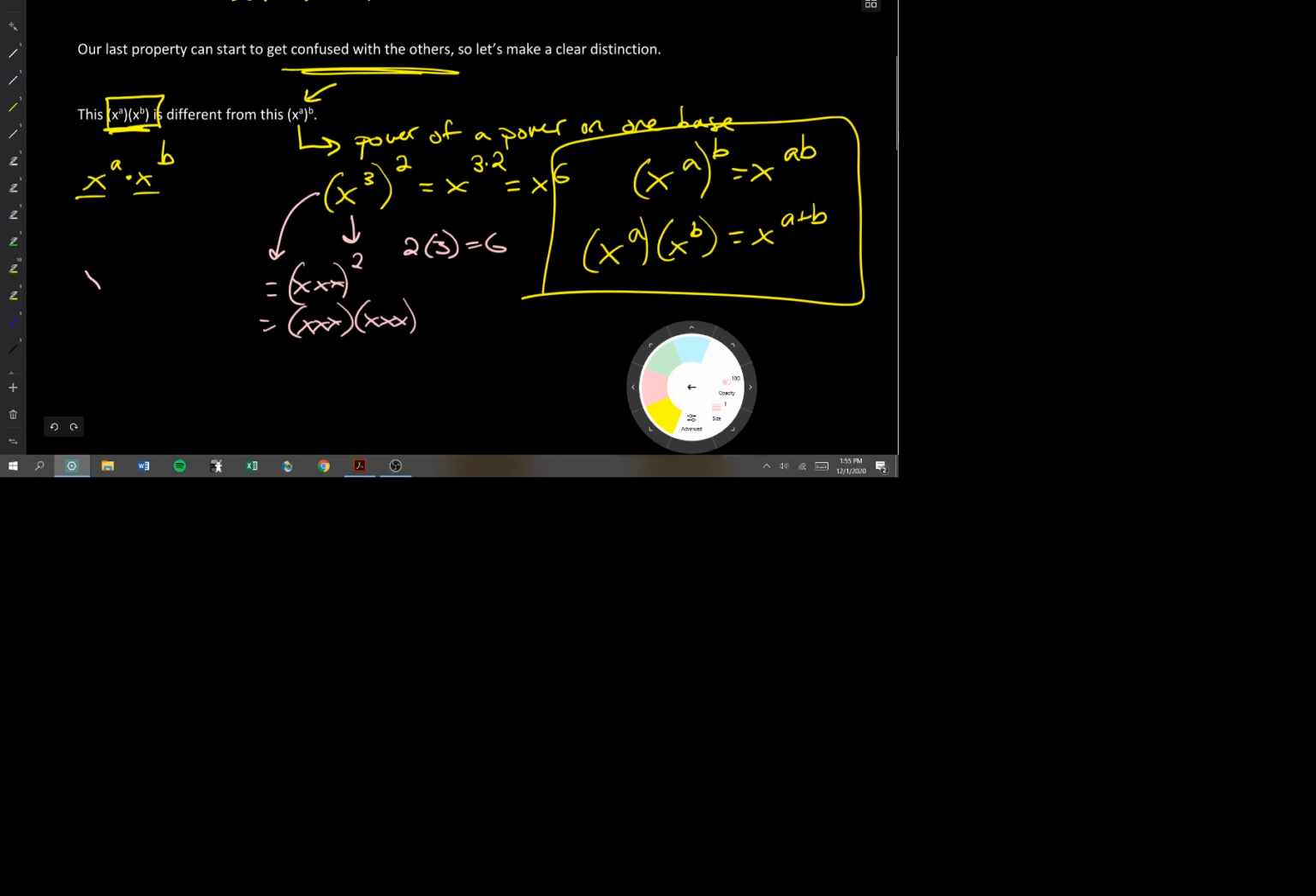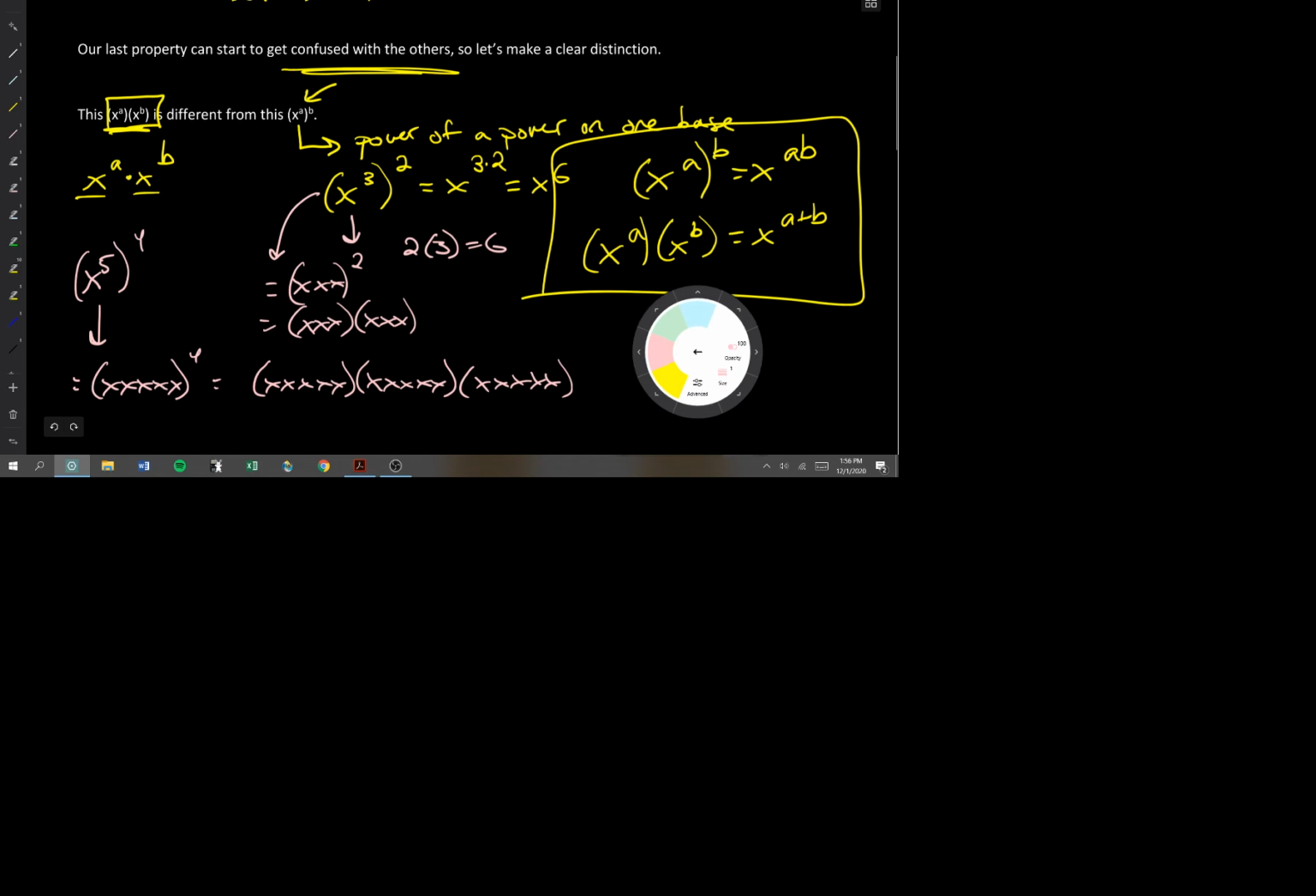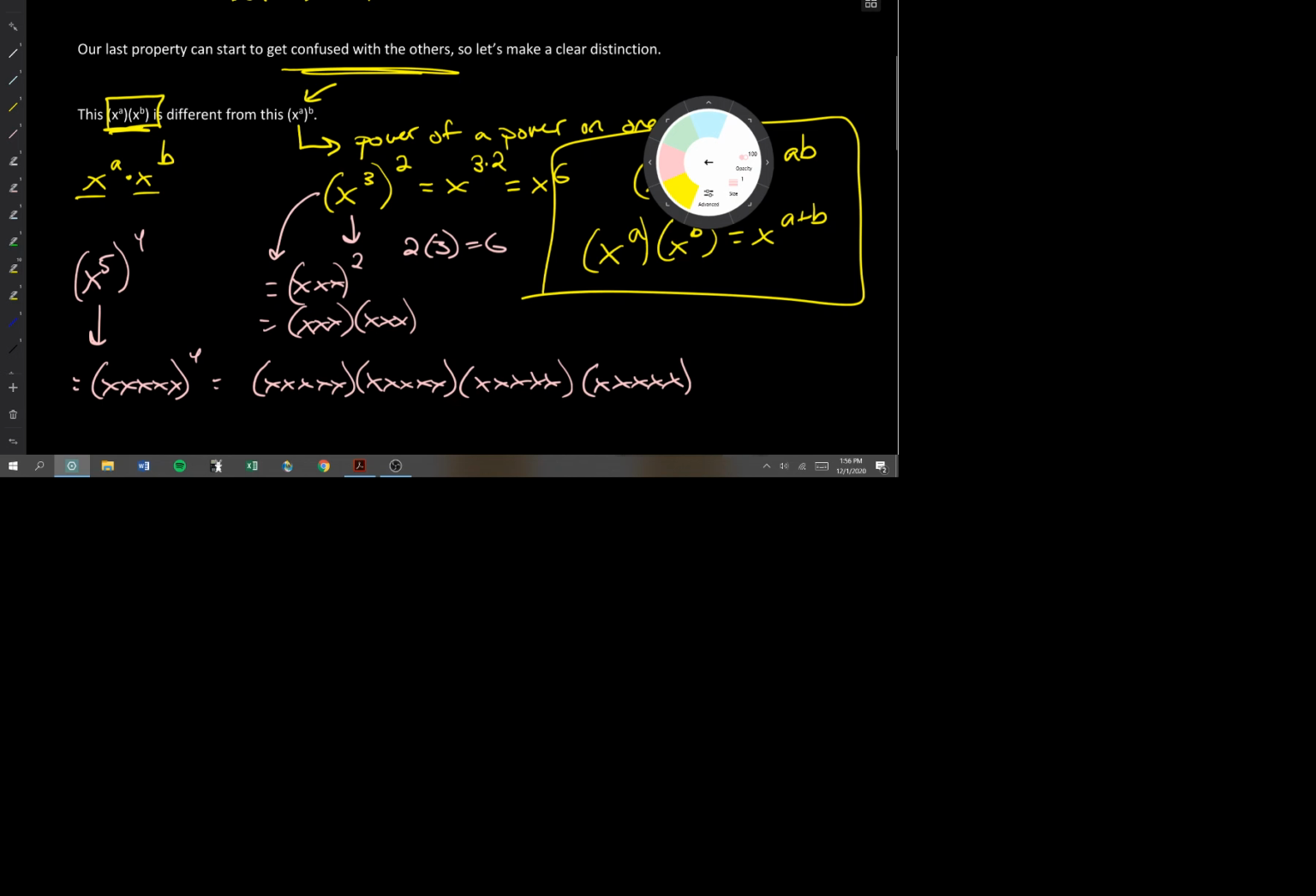In the same way, if I had like x to the 5th to the 4th, well, sure, I could write out all those x's. Here's x to the 5th to the 4th, which means I have 5, 10, oh gosh, 15, 20. But see how I don't want to count out every time. I want the shortcuts. I want to think. Here's 5 groups of 4. 5 groups of 4 means we're multiplying. It's 20. So a power of a power becomes multiply.